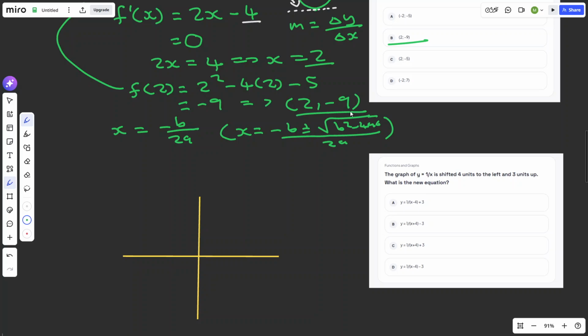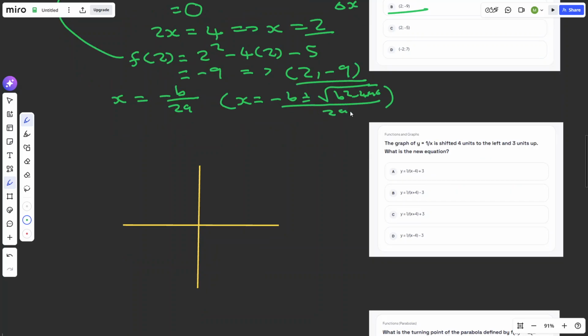Next question. So in the next question, we are given a graph, right, defined as y equals 1 over x, which is shifted 4 units to the left and 3 units up. That is the new equation. So before we find the solution, right, let's first draw the graph, okay, so that we can visualize it.